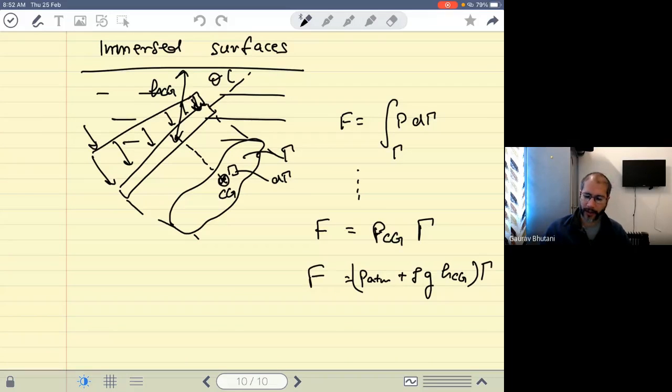Such applications are quite important, because if you're dealing with the surface of a submarine, then you will have to figure out the net force acting on that surface, because if you had to balance that force by applying an opposite force from the inside, then you would want to know how much force you have to apply.